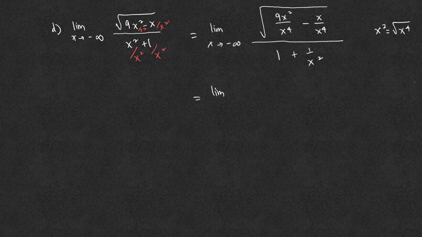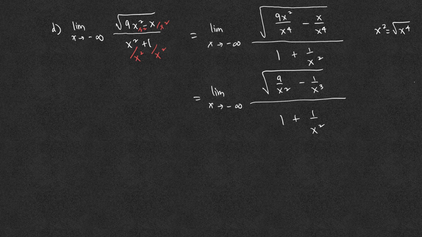Simplifying this, we have the limit as x goes to negative infinity of the square root of 9 over x squared minus 1 over x cubed, over 1 plus 1 over x squared. As x goes to negative infinity, 1 over x squared goes to 0, negative 1 over x cubed goes to 0, and 9 over x squared goes to 0. In the numerator, we end up with the square root of 0, and in the denominator, we end up with 1, so the answer is 0.